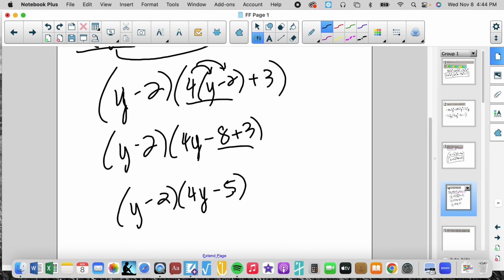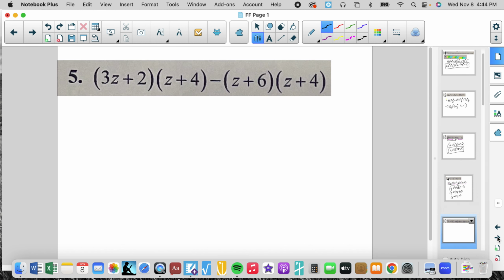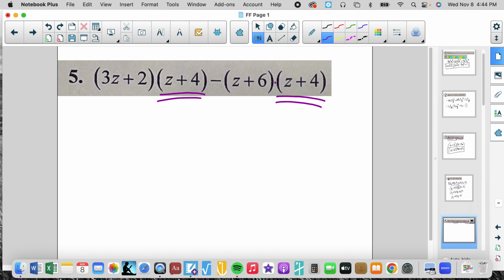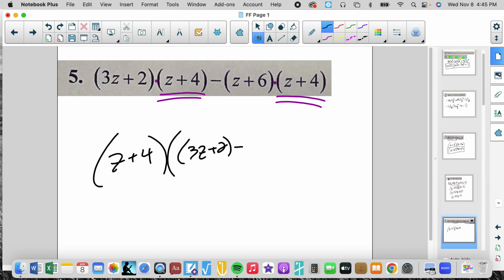Lots of little tricks that you need to watch for. So we have a common thing that is multiplying, so we will factor that out, z plus 4. And what are we left with? We're left with 3z plus 2 minus z plus 6. And that minus there is kind of important. That's the tricky part, because we're going to have to distribute that negative into there.